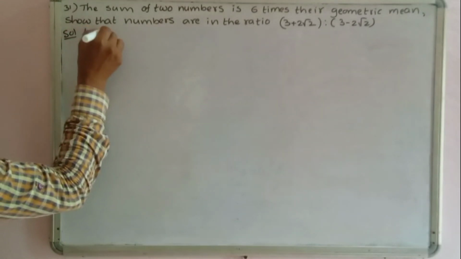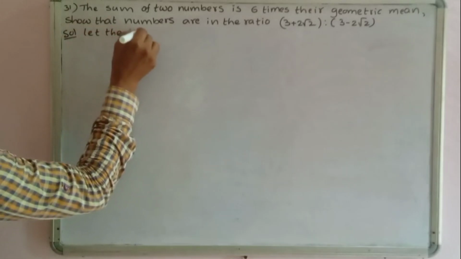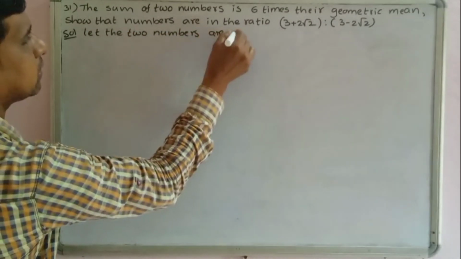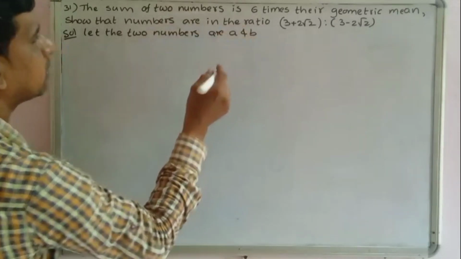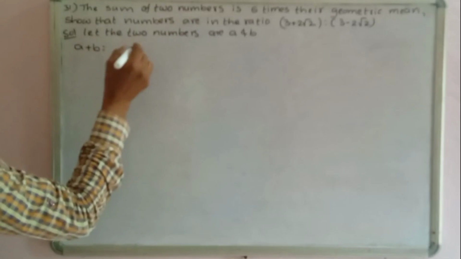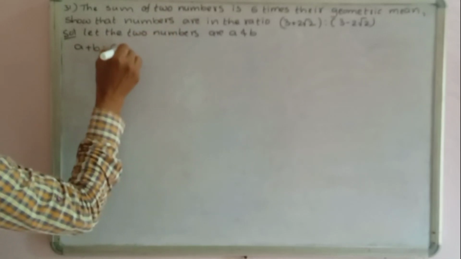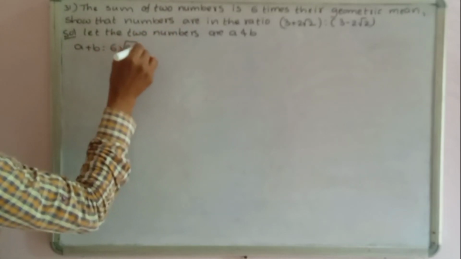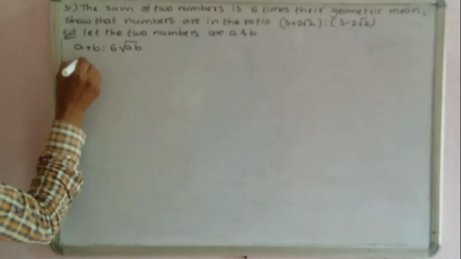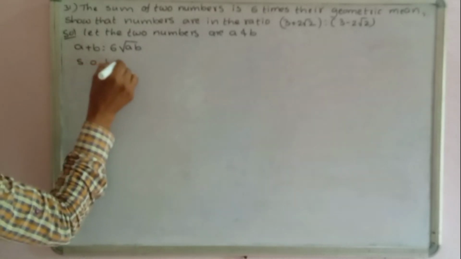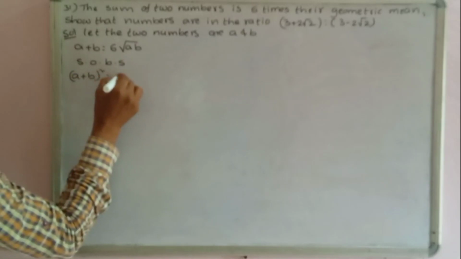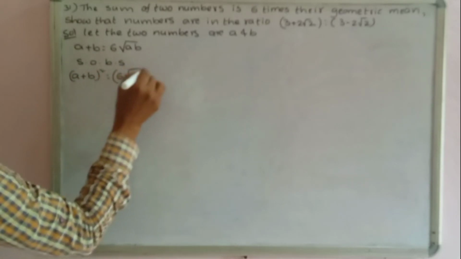Let the two numbers be A and B. See here the condition: the sum of two numbers is 6 times their geometric mean. Geometric mean of two numbers is how much? Square root of AB. Okay, now squaring on both sides. So (A plus B) whole square equals (6 square root of AB) whole square.